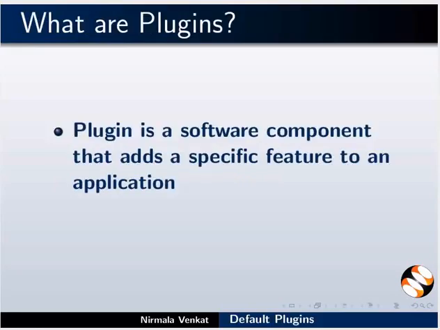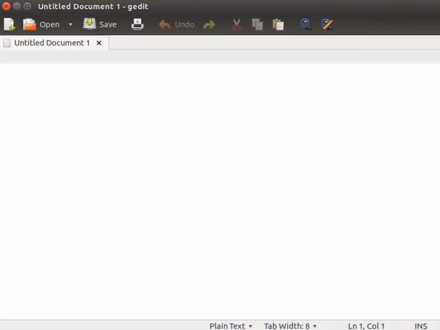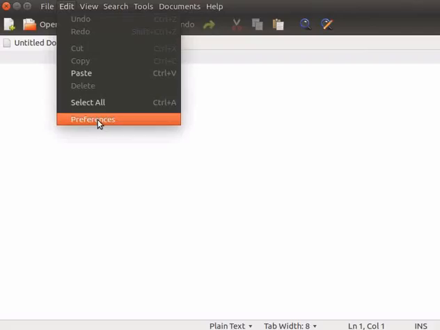Plugin is a software component that adds a specific feature to an application. It gives additional functionality. Let's open the gedit text editor. Some plugins are installed by default in gedit text editor. To view the default plugins, from the main menu, click Edit and Preferences.